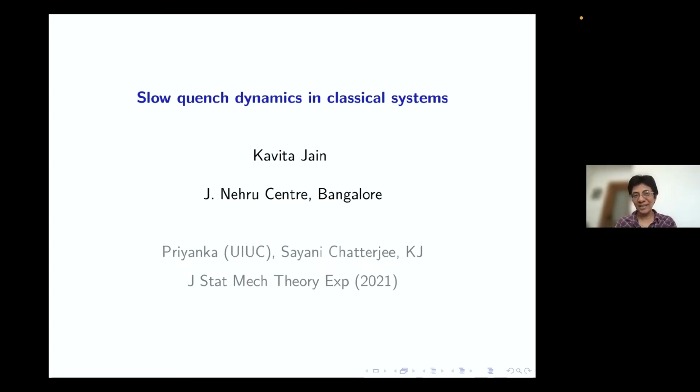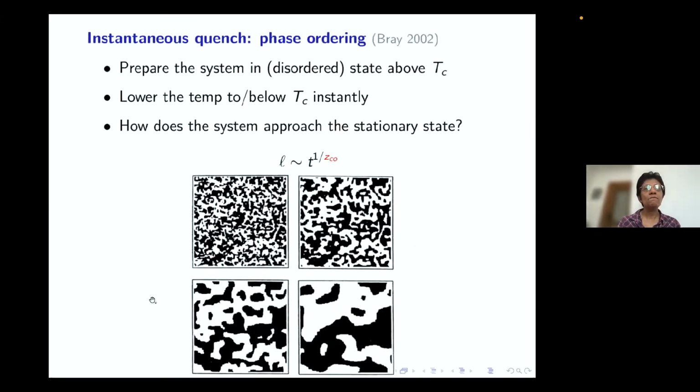Okay, so I will speak about one problem, a small problem that I have been interested in for a while. This work is done with a former PhD student, Priyanka, and former postdoc, Sadhu. Before I tell you what I'm interested in, something you already heard in Musansi's talk, let me just repeat anyway. This is the standard problem of phase ordering.